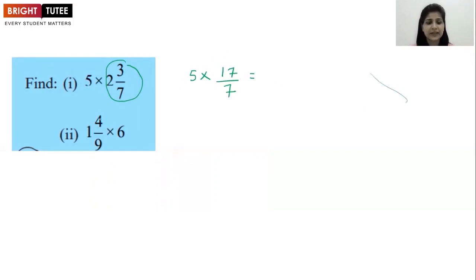In the second case, when you have 1 whole 4 upon 9, let's convert this to the improper one. 9 ones are 9 and 4 is 13. 13 upon 9 into 6. Again you will multiply 13 and 6, that would be 78 divided by 9. Yes, you can do that. And here also 17 5.